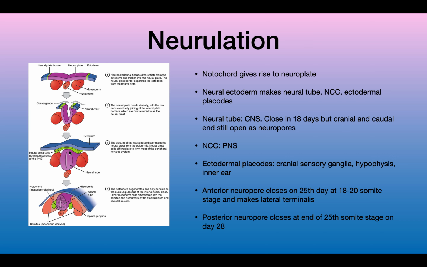Eventually, it closes and disconnects, and that's why the neural crest cells form the epidermis, right? So that's why the ectoderm comes from the neural crest cells. And then the notochord will eventually degenerate and only persist as the nucleus pulposus of the intervertebral disc. And then the mesoderm cells will differentiate into the somites and whatnot.